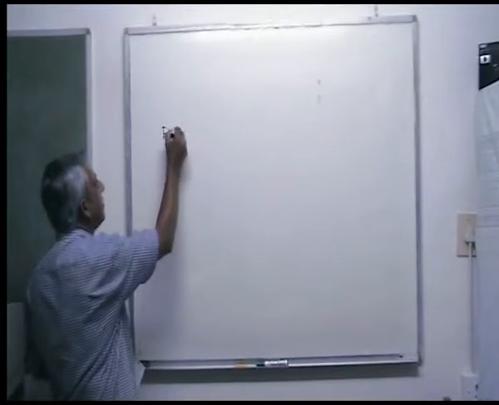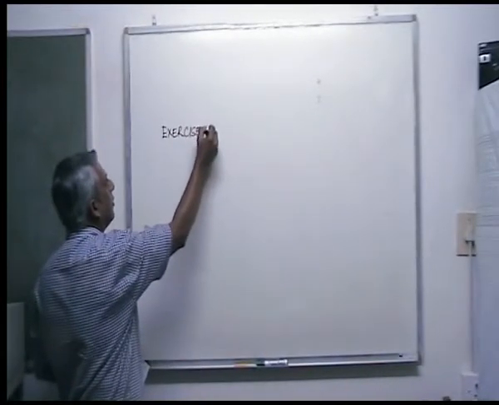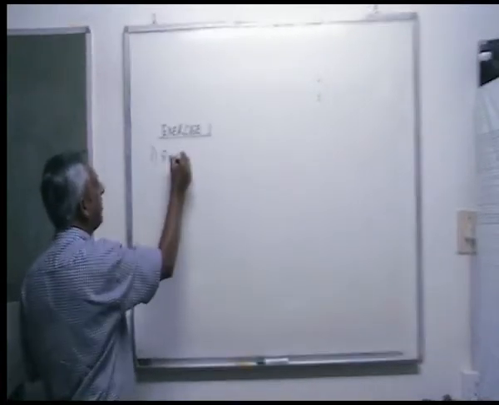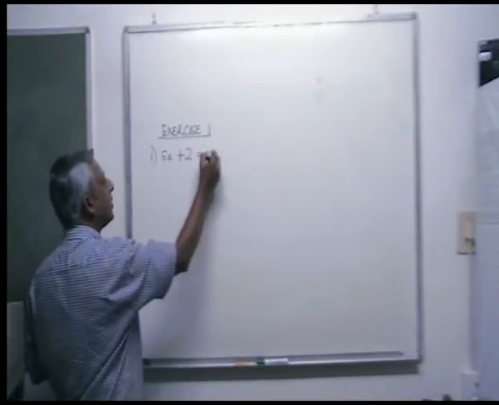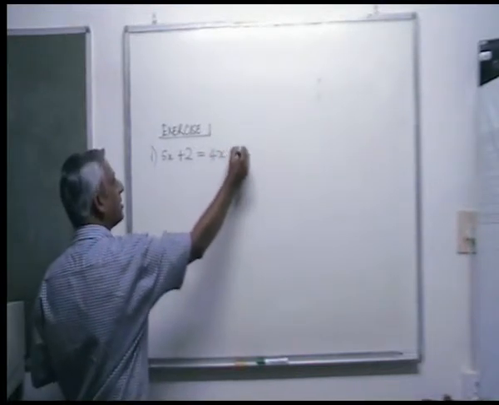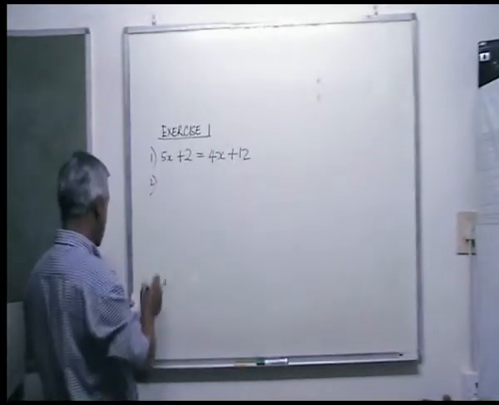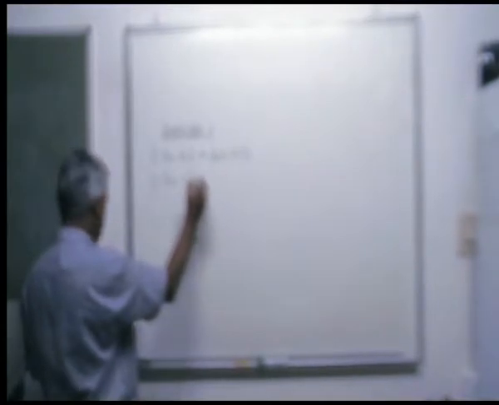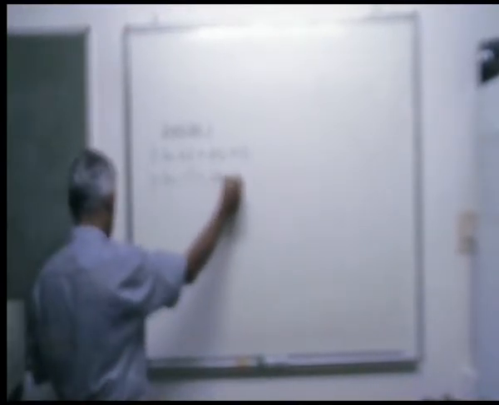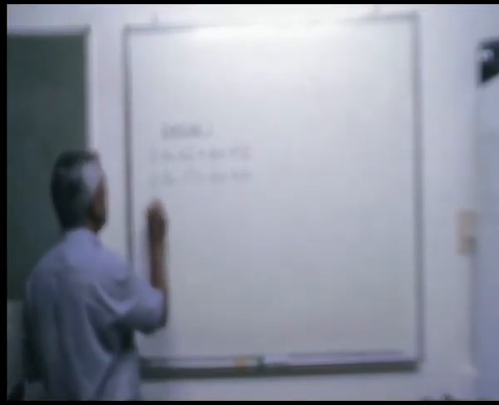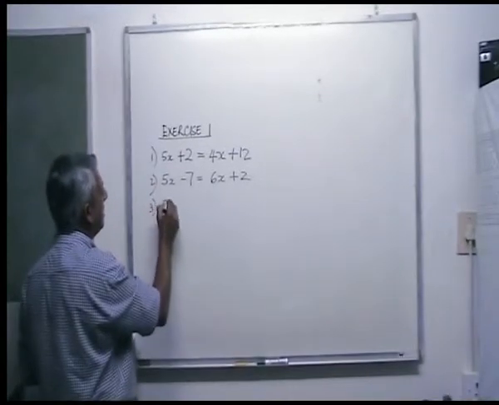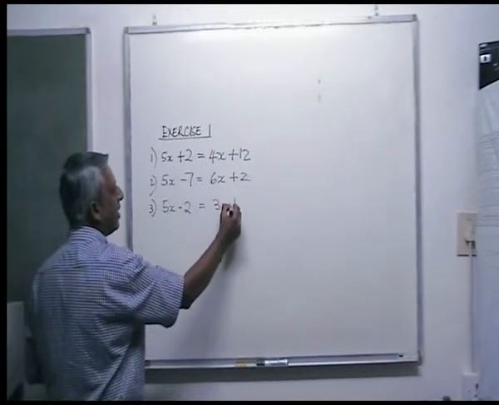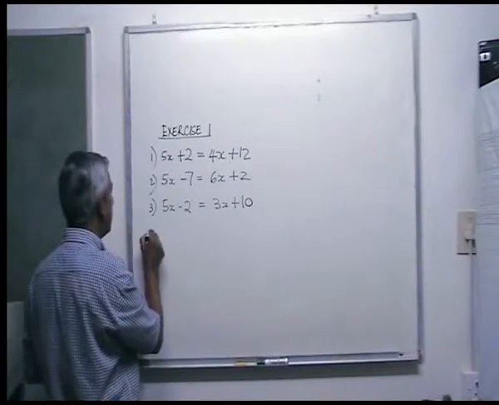Alright, so here is exercise 1 for you to complete. Number 1, 5x plus 2 is equal to 4x plus 12. Number 2, 5x minus 7 is equal to 6x plus 2. Number 3, 5x minus 2 is equal to 3x plus 10.